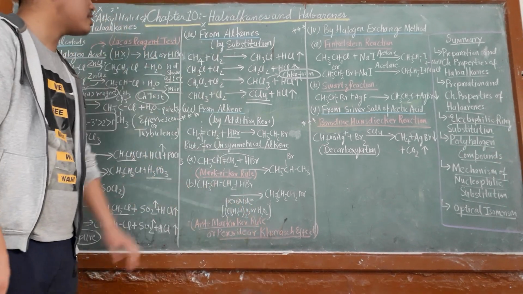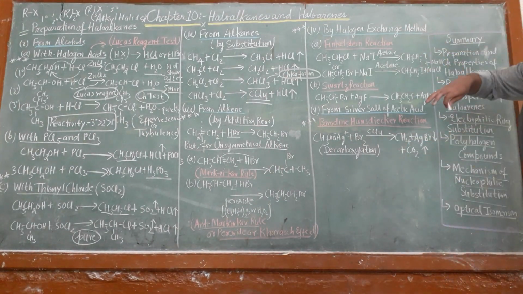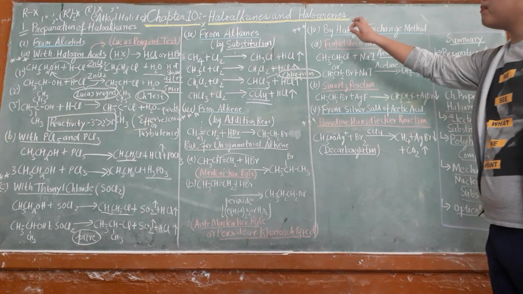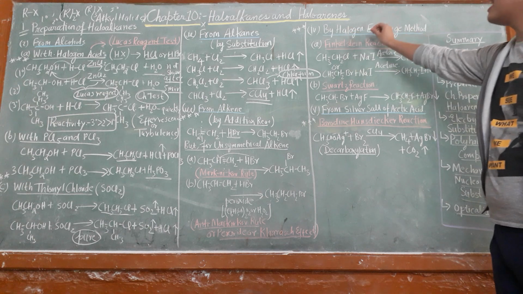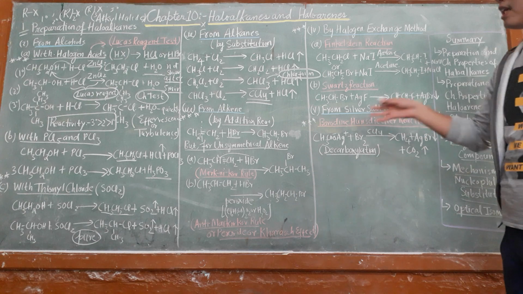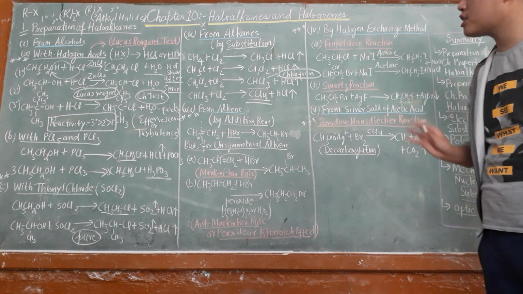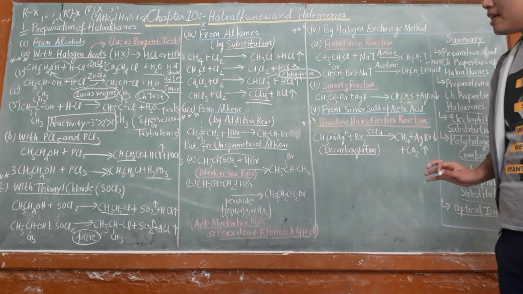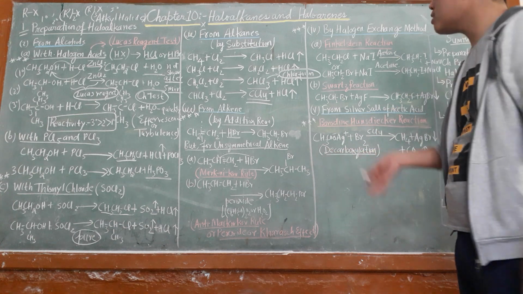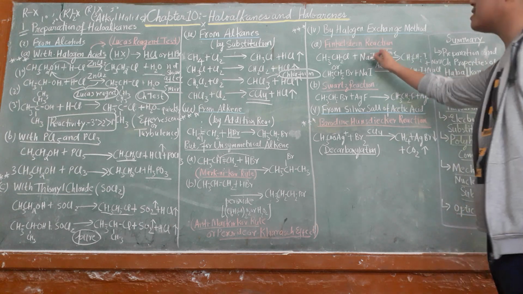Now, moving on to the fourth subtopic, we have preparation by the halogen exchange method. Very important, okay? Also name reactions: the Lucas reagent test is a name reaction, Markovnikov rule is also a name reaction, anti-Markovnikov is also a name reaction. Next, the name reaction is the Finkelstein reaction.